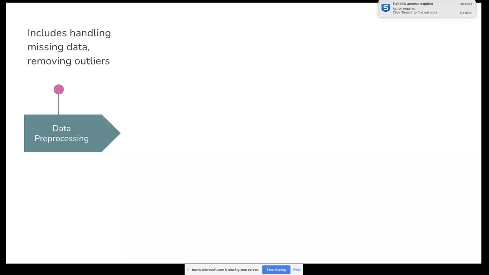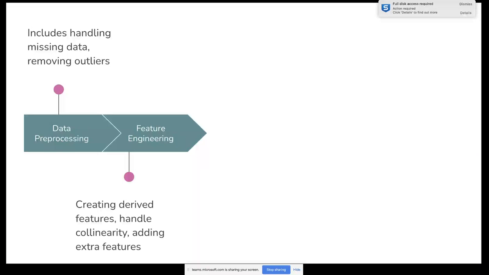So next is the feature engineering part. When I talk about feature engineering, this has different steps. You could create derived features, you can handle collinearity and add extra features. When I say derived features, let's assume that there is a date column, and let's assume with the date you want to predict seasons. It could be summer, winter, spring, fall. It could be any of the 4 seasons.